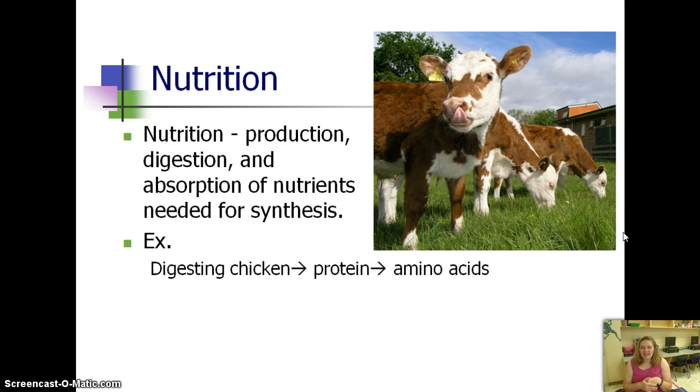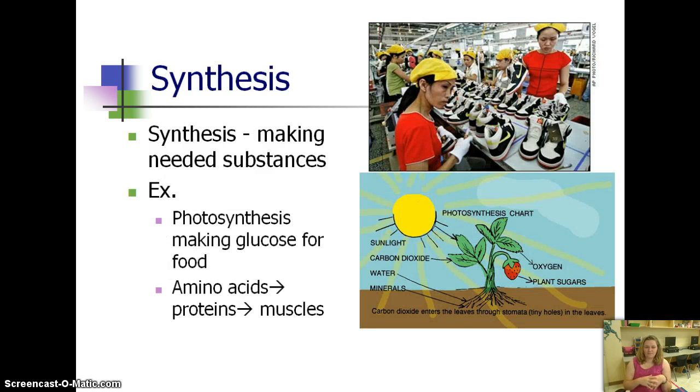Okay, nutrition. Look at these little cows. How many of you have cows at home? I do. Nutrition is just the production, digestion, and absorption of nutrients that we need for synthesis. So we take in that chicken, we break it down into protein, which then breaks down into amino acids, and then we use those amino acids to synthesize or to build things.